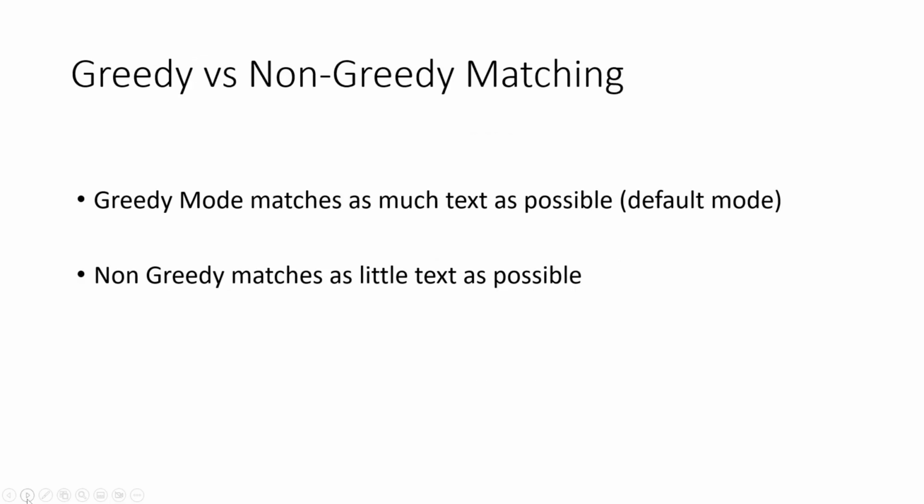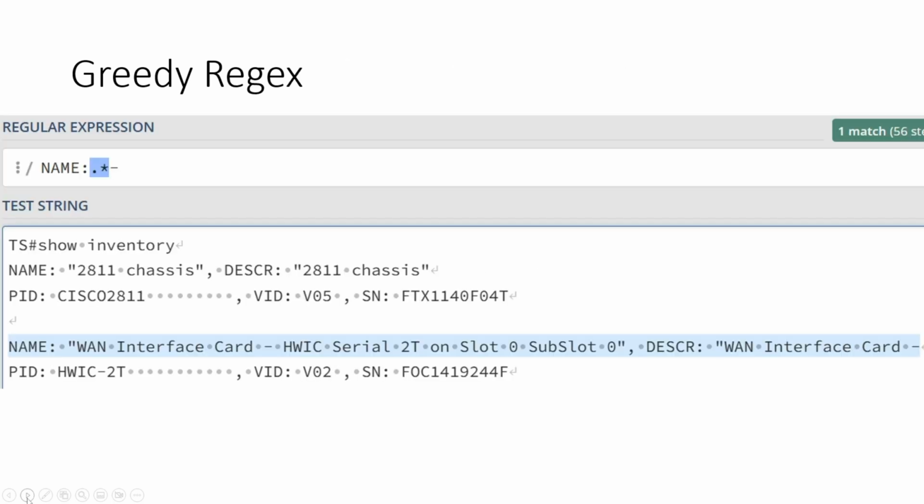So we have another concept with regex. We have greedy and we have non-greedy regex. Greedy mode matches as much text as possible, and that's the default mode. Non-greedy matches as little text as possible. With greedy regex, if I do name : dot star hyphen, we're going to return all text. We see the hyphen, but it's not going to stop there. We're in greedy mode now. It's going to keep matching all the way until we get the hyphen at the far right side at the end of our line.